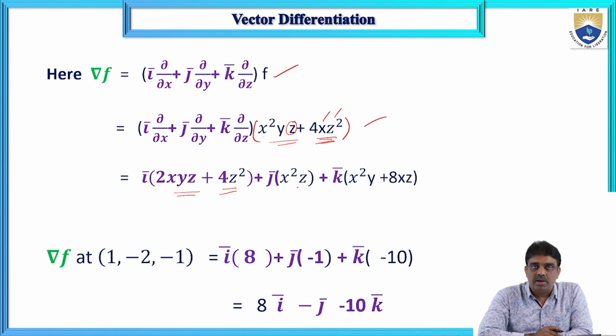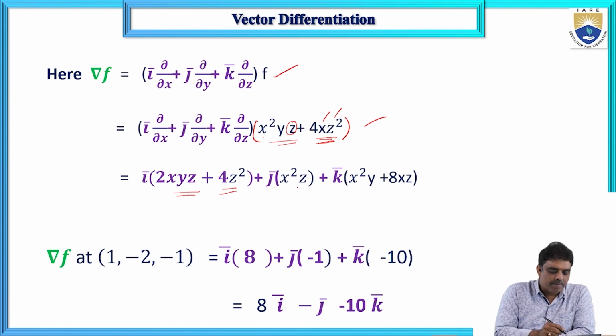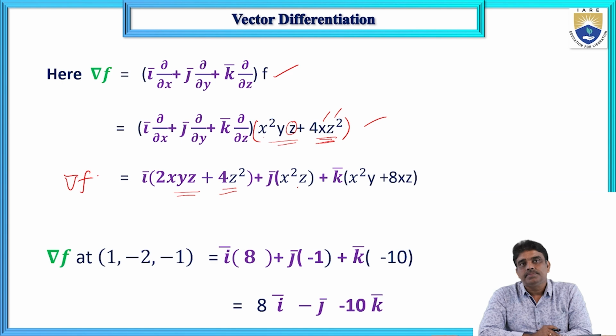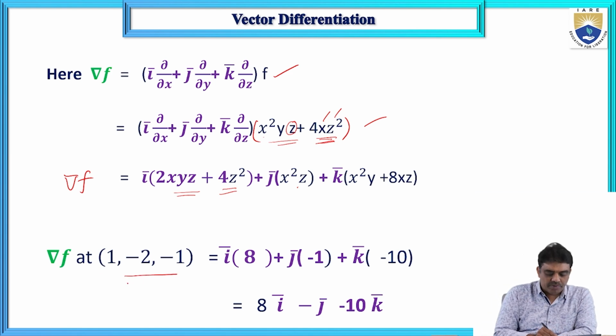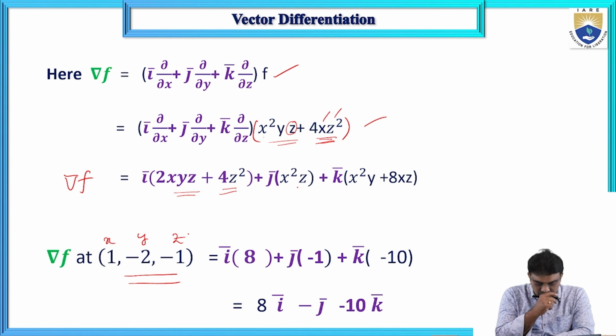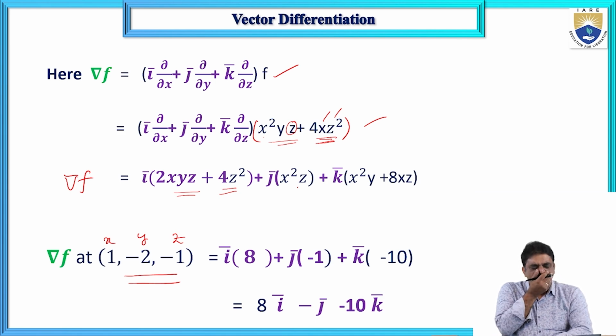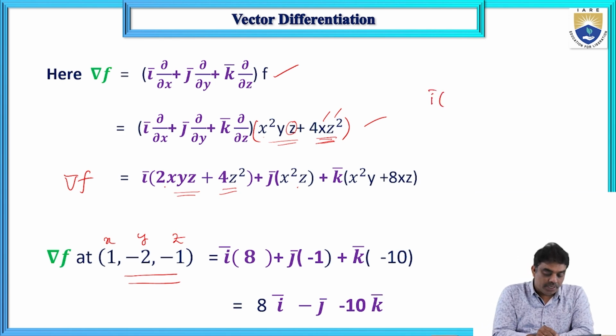Grad f means the normal vector to the surface at any point (x, y, z). Grad f at any point. Now I want to find the grad f at this point (1, -2, -1). So substitute x for 1, y for -2, z for -1. I will calculate i bar into 2 into xyz: 1 into -2 into -1, that is equal to 2, plus 4 into z square. Here 2 into, so this is 4. 2 already is there, xyz, this is 2. 2 into 2, 4 plus 4.